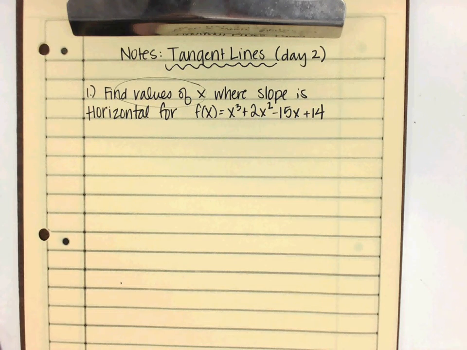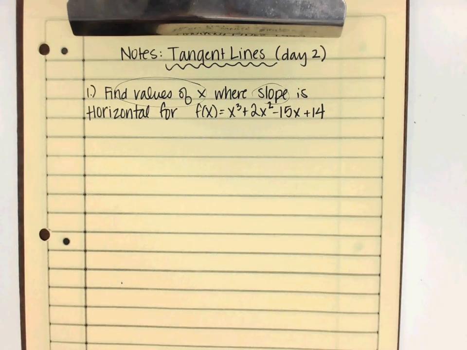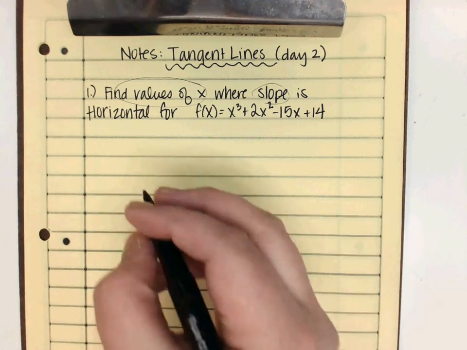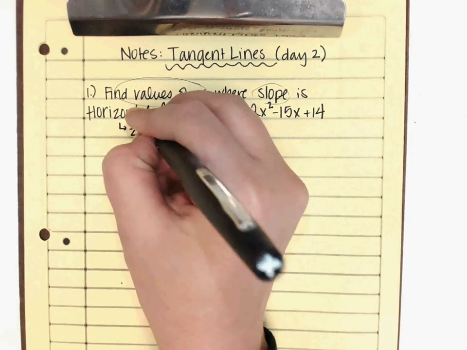Something equal to 0, what should equal 0? Y equals 0. Okay, y equals 0 is going to give me an x-intercept, is that what I want? I want the slope to be 0. The derivative. Okay, so horizontal, I want a 0 slope.